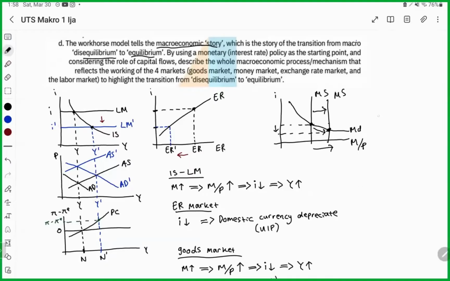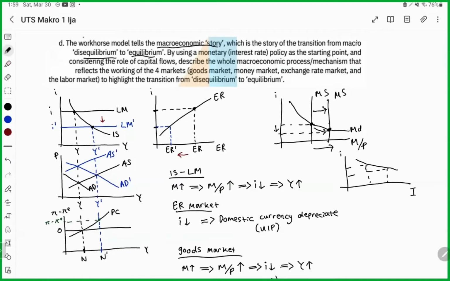And because of this, the interest rate will decrease. Okay. And after that, Y will increase because, as you can see in the investment curve, this is investment, this is interest rate, negatively sloped. In the investment curve, when there is a decrease in interest rate, the investment will increase. So it will affect the IS curve. So the Y, aka the GDP, will increase.